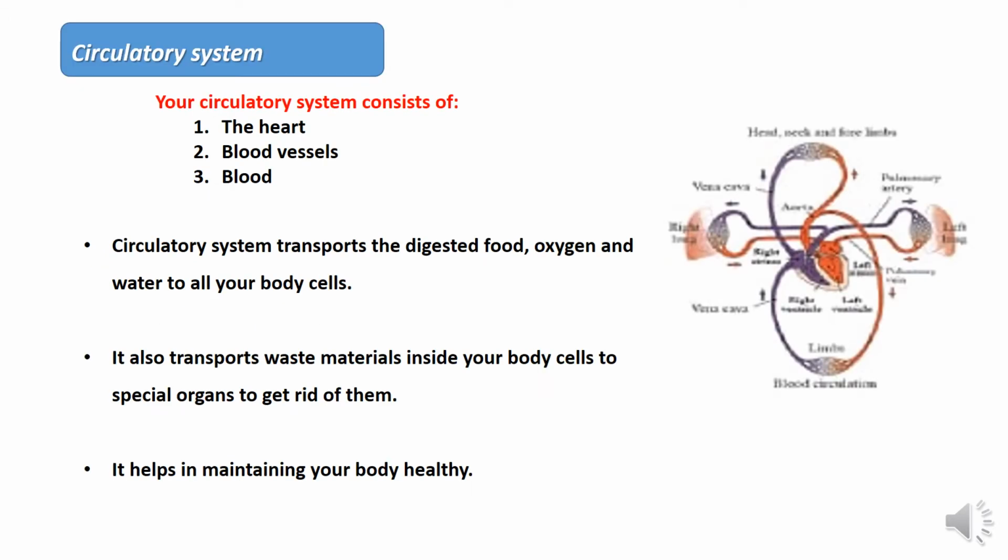Circulatory system. Your circulatory system consists of the heart, blood vessels, and blood. The circulatory system transports the digested food, oxygen, and water to all your body cells. It also transports waste materials inside your body cells to special organs to get rid of them. It helps in maintaining your body healthy.